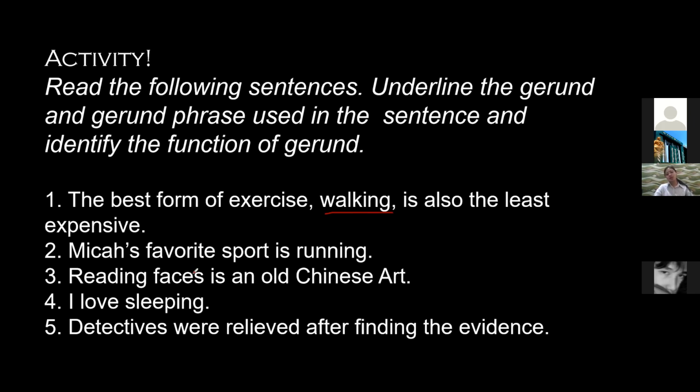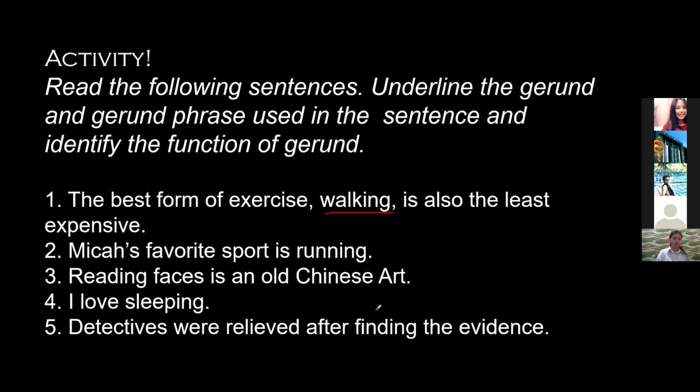Tama. So, for the second question, who wants to answer? Carmela Raimundo. Micah's favorite sport is running. So the running is the gerund phrase and predicate nominative. Tama po ba? Yes po. Why is it a predicate nominative? After a linking verb. Tama. And it also complements the subject. Subject. Tama. So, number 3.